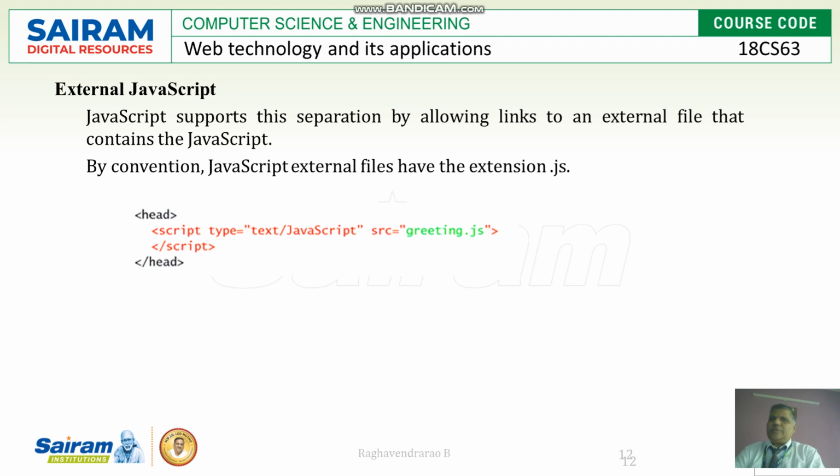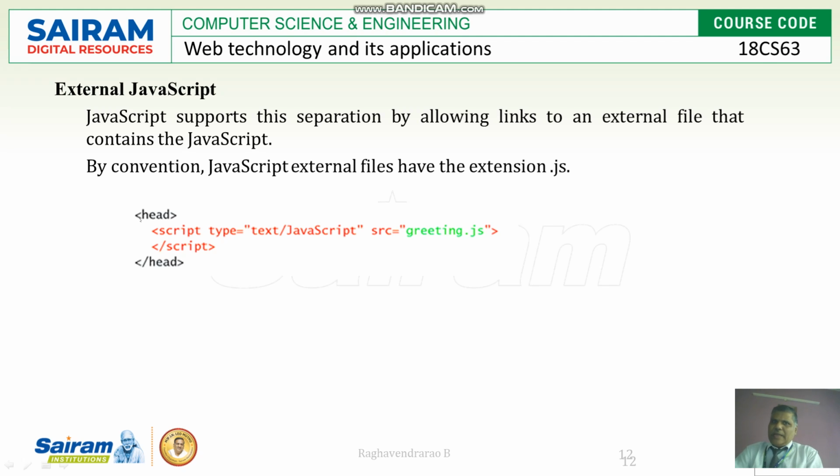Then external JavaScript. When external JavaScript is used, all the data that you are going to execute in the scripting is written in a separate file, and we name it with the extension .js. So hence that is what is given here. It is saying that JavaScript supports separation of the main program into an external file. The convention is to use a .js file.